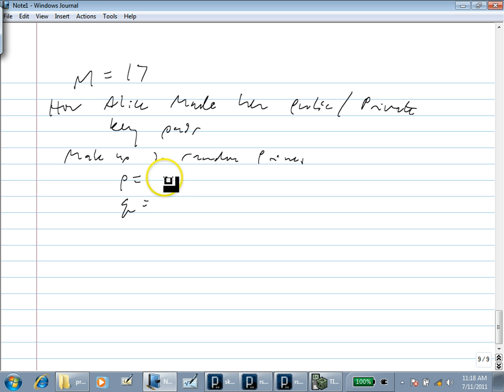And Alice picked 11 and 13. So it starts with just two random prime numbers. The bigger, the better. So 100 digits is pretty good. You might say, how do I get a 100-digit prime? It's very easy to get a 100-digit prime with a computer.